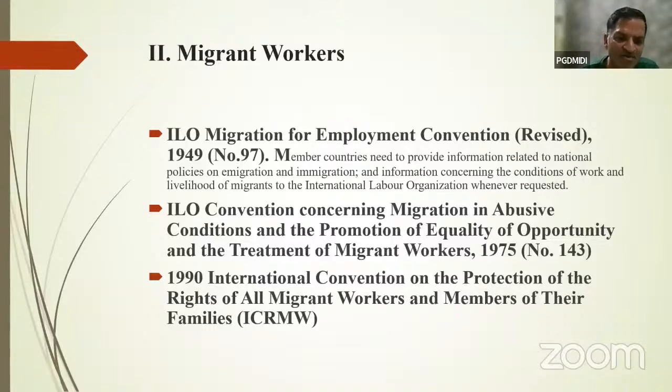Okay. Then the ILO Convention concerning Migration in Abusive Conditions and the Promotion of Equality of Opportunity and Treatment of Migrant Workers, 1975. This is another one which takes into account how to minimize discrimination and how to provide equal opportunity to migrant workers. We all know the ILO's decent work agenda, so this applies to migrant workers also. In 1990, the International Convention on the Protection of the Rights of All Migrant Workers and Members of Their Families. This is another convention which protects not just the rights of the migrant but their family also.